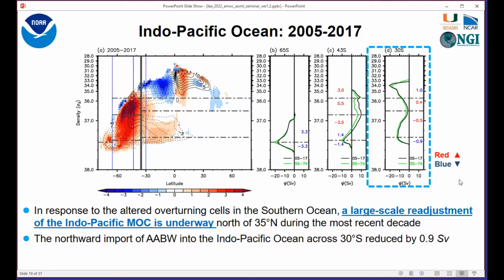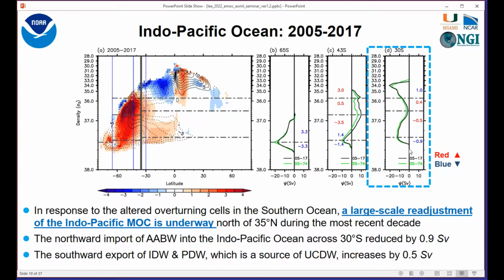So for instance, this northward flow of the Antarctic bottom water into the Indo-Pacific Ocean is reduced by almost 1 sverdrup, which is again a lot. It's about 10% because the mean is about 10 sverdrups there. And also the southward export of the deep water, which is an important source of the upper circumpolar deep water, is increased by 0.5 sverdrups. So it matches pretty well with what happened in the Southern Ocean.